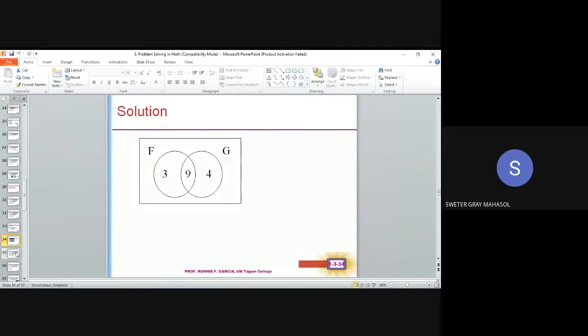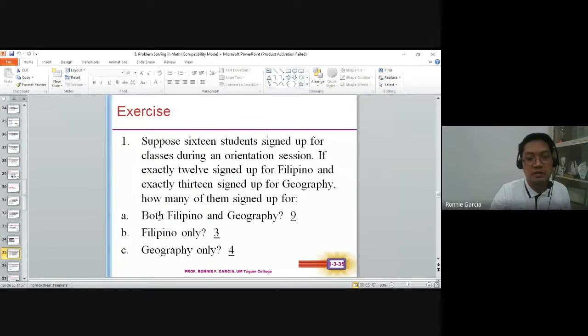So the correct answers, how many students signed up for both Filipino and geography? Katong nasa tunga, 9. How many signed up for Filipino only? 3. And how many signed up for geography only? 4. That is how you answer this kind of problem. Do you have any questions?